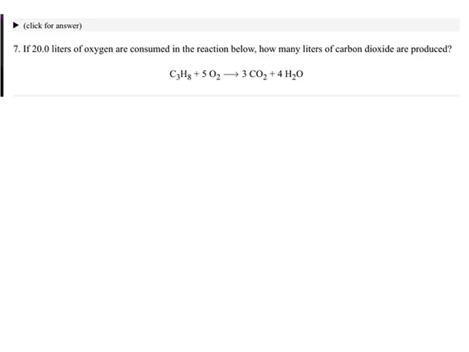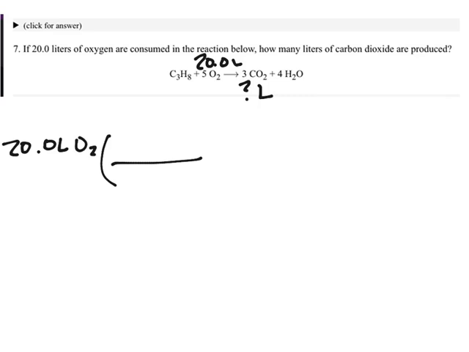Number 7, if 20.0 liters of oxygen are consumed, how many liters of carbon dioxide are produced? So question mark liters of CO2, 20.0 liters of O2, liters of O2 on bottom, mole of O2 on top. 1 mole is 22.4 liters.